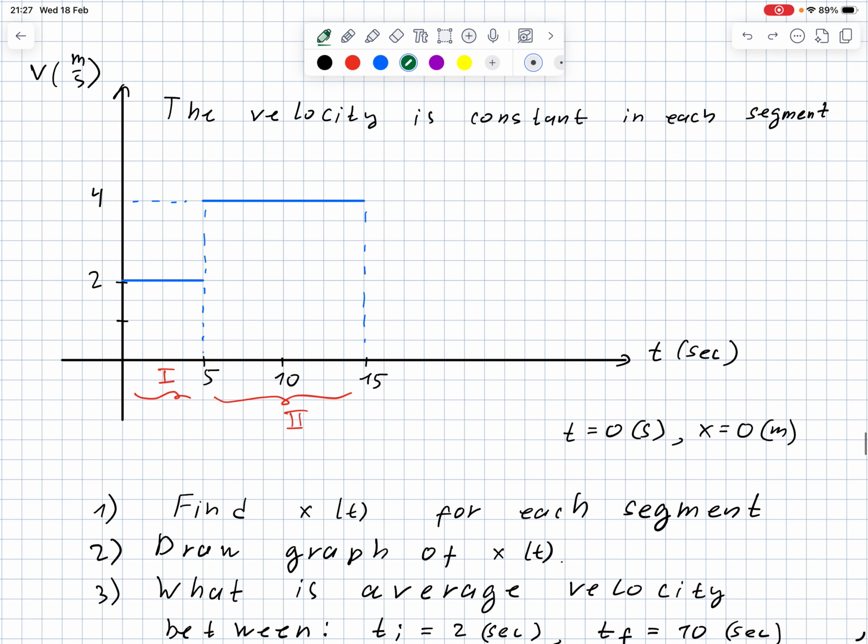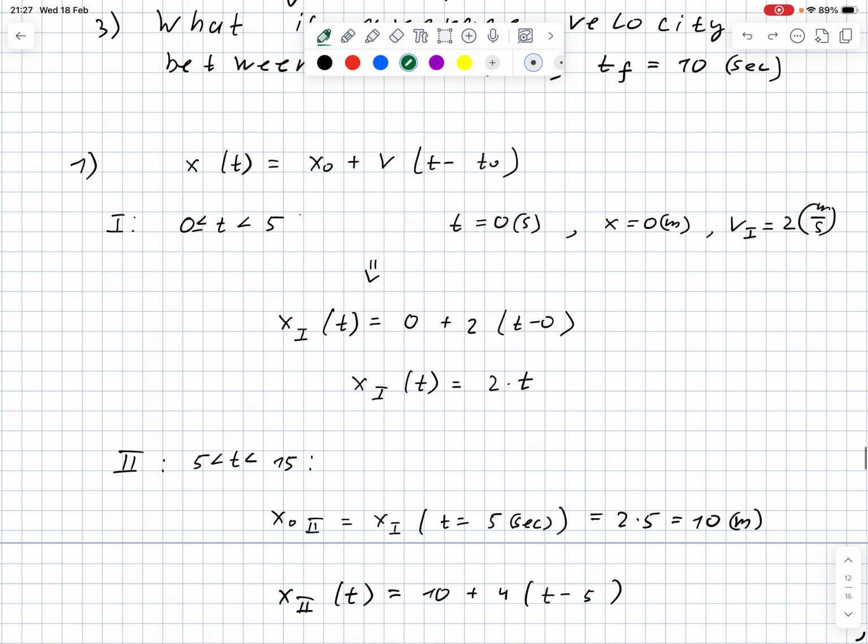Also, I need to understand that the final position of the first segment when t equals 5 seconds is also the initial position of the second segment. Okay, which means that I'm going to use this function of x of t to find the initial position for the second segment when we substitute t of 5 seconds in this function, so we can find the initial position for the second segment, which equals 2 times 5 equals 10 meters.